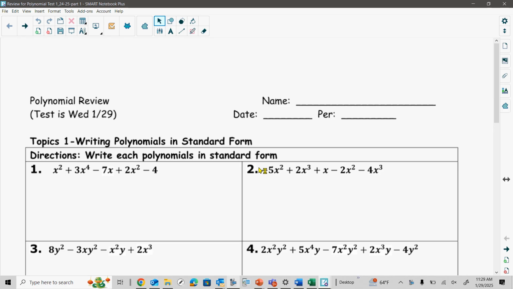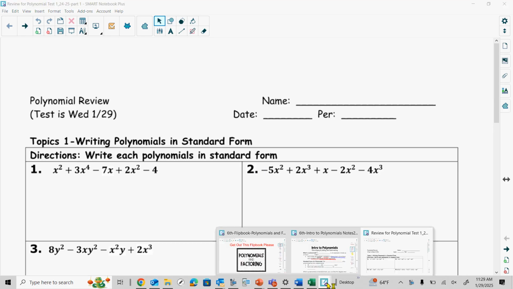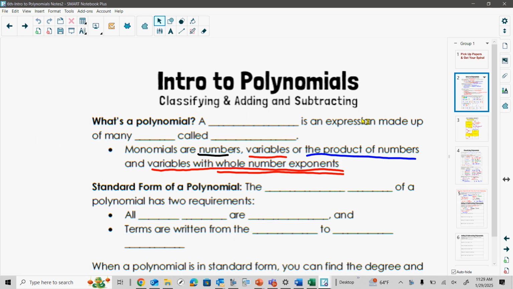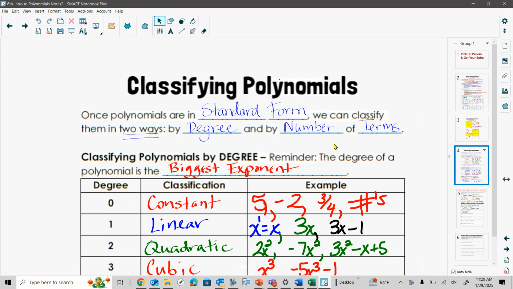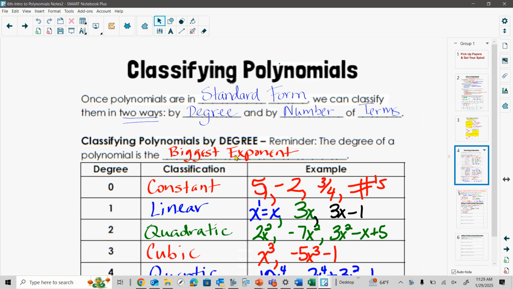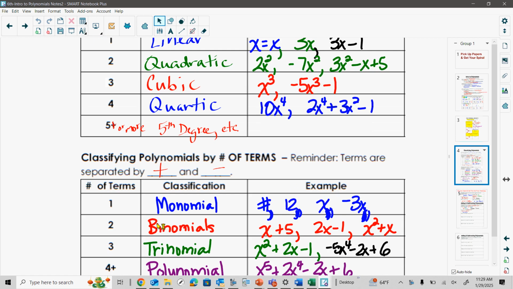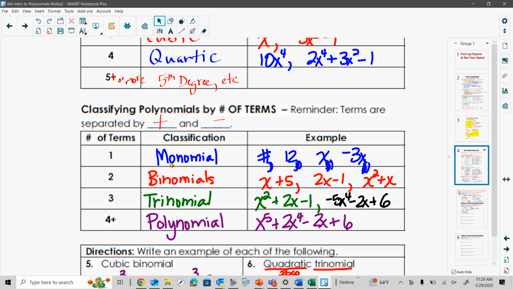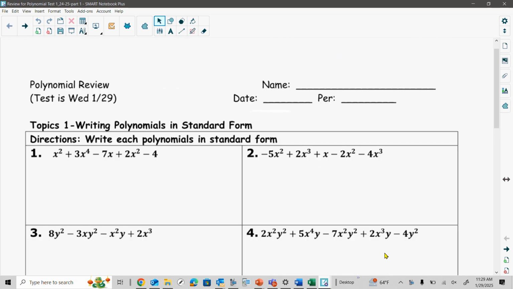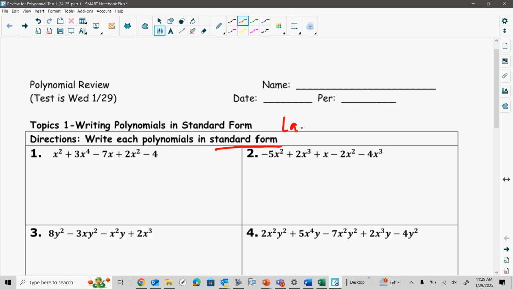For topics 1 and 2, that was with our intro to polynomial notes. And we talked about types of standard form, meaning you have to start with the largest exponent, classification based on the degree, and then based on the number of terms, that's separated by plus and minus. So on this first one, since they want us to put it in standard form, we have to start with the largest exponent. I'm going to abbreviate that and go to the smallest.